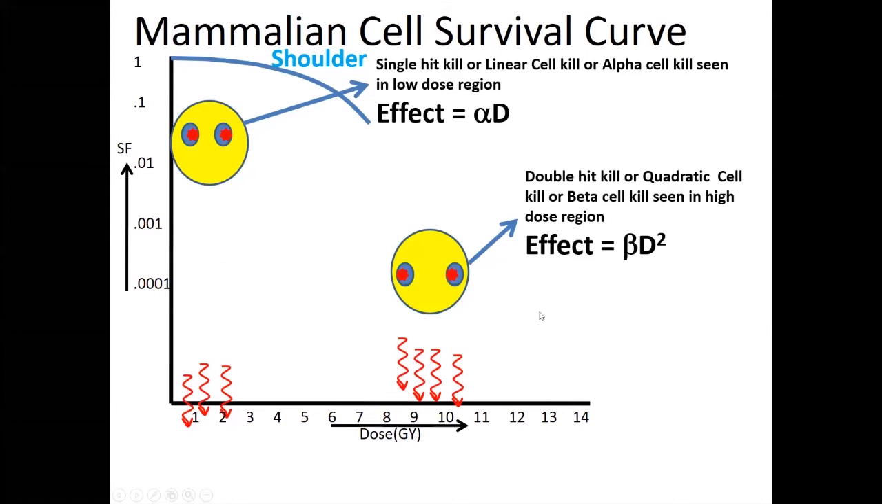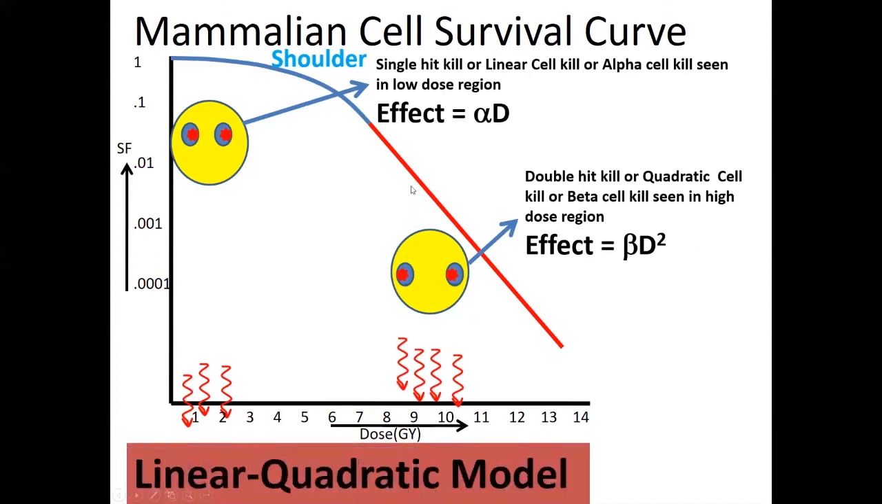The terminal portion of the cell survival curve is mainly because of the predominance of this process of cell kill, and it is a straight line. This kind of explanation is given by the linear quadratic model.